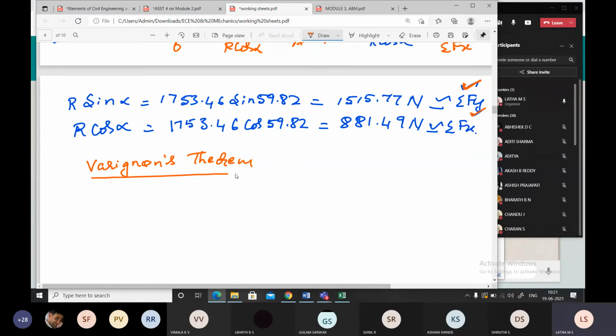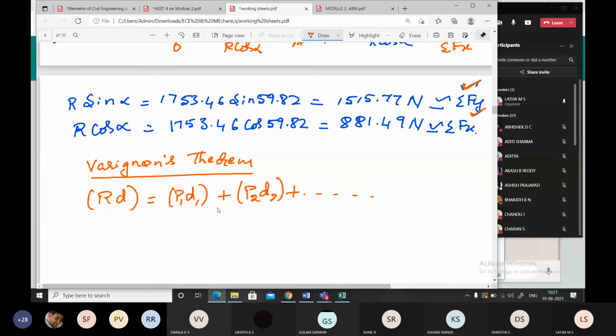Varignon's theorem: R into D is equal to P1 into D1 plus P2 into D2, and so on.